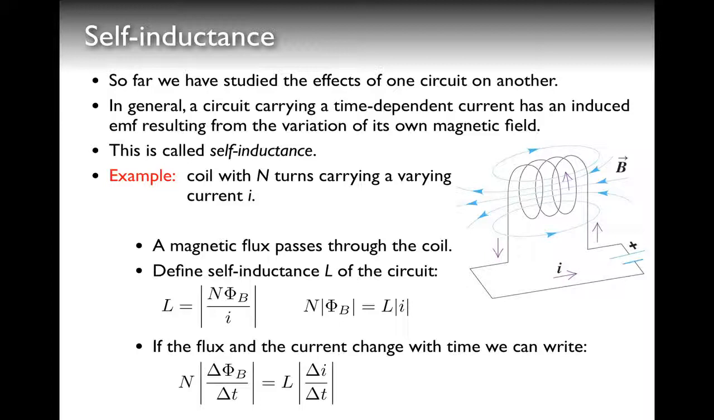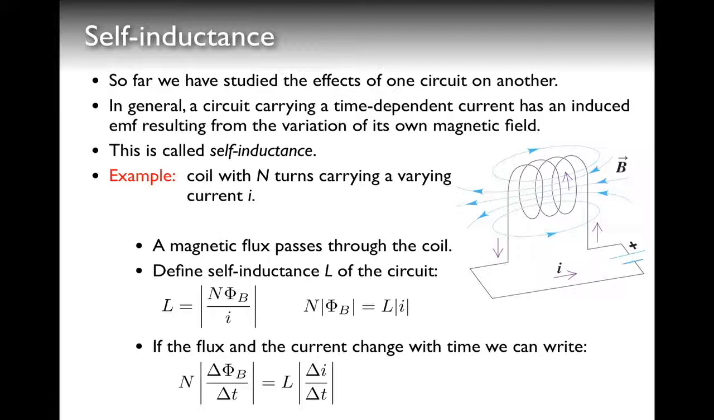What you have is a magnetic flux that passes through the coil, and you can define the self-inductance capital L of the circuit as N times the flux divided by the current I. If the flux and the current change with time, you can write this as N dΦ/dt equals L dI/dt.